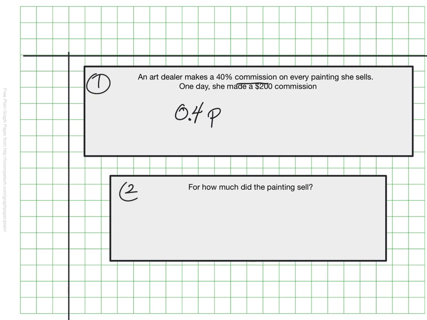But now, knowing that, we can figure out for how much the painting sold. So I know that this is the expression. I know this is how much the art dealer made. And I know that in actuality, she made $200. So I'm going to go ahead and set up that equation. And again, I'm just going to solve, dividing by that coefficient on both sides. And I would find that P, if I calculate 200 divided by 4/10, is $500. She must have sold the painting for $500. Again, working backwards, I can find that using my expression that I turn into an equation.